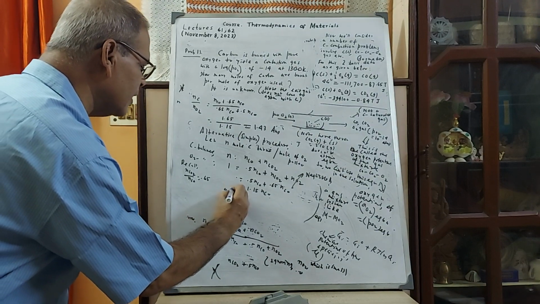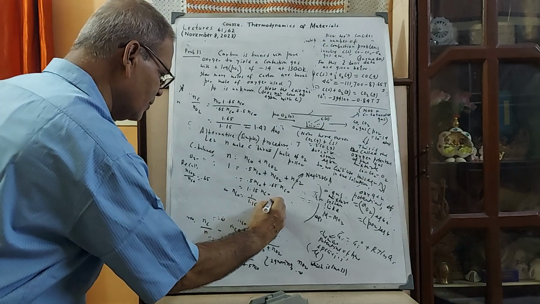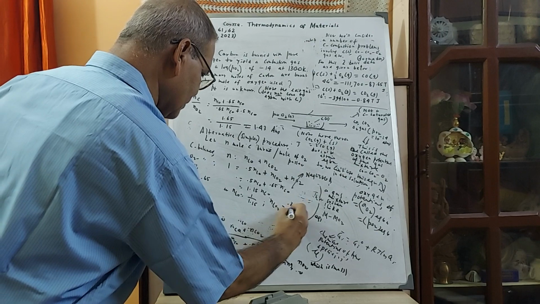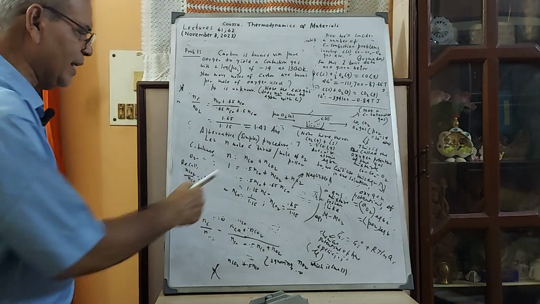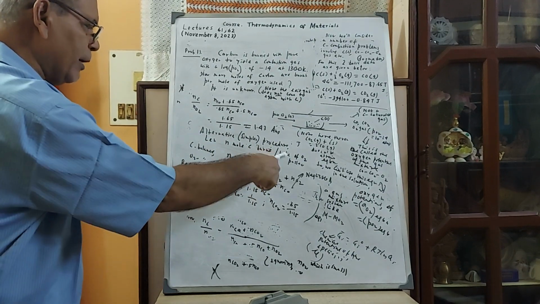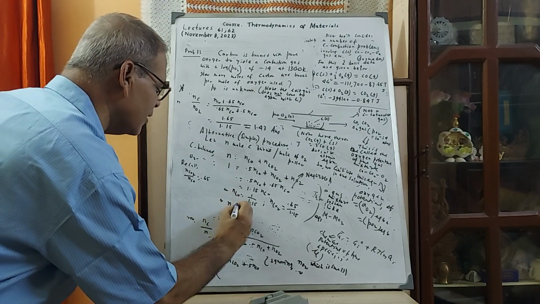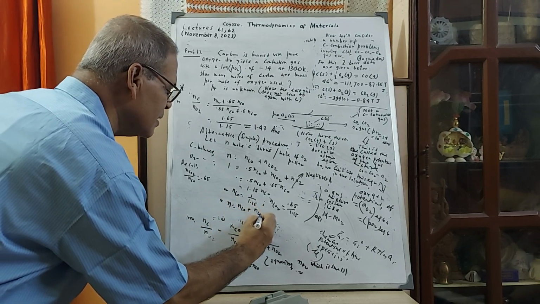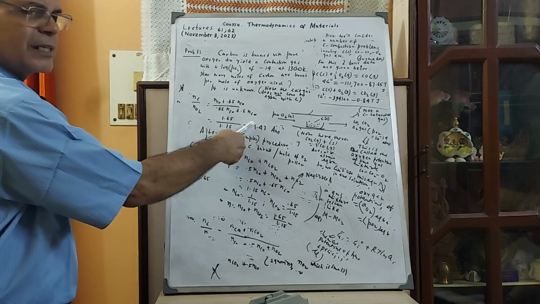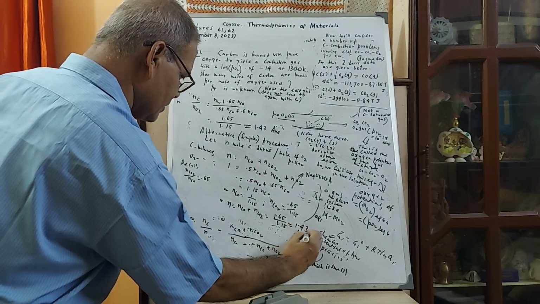So nCO is 1 by 1.15. What is nCO2? It is 0.65 by 1.15. Then what is N? Let N moles be the carbon burned, for one mole of oxygen on the left-hand side. N is nothing but nCO plus nCO2, which is 1.65 by 1.15. Exactly the same answer, 1.43. Same answer, right?